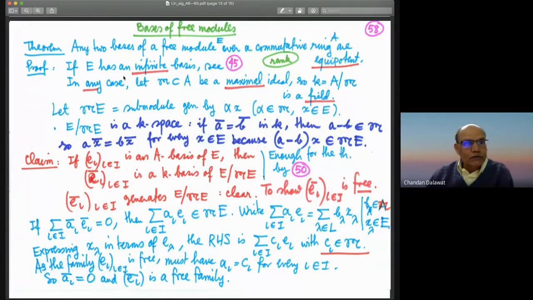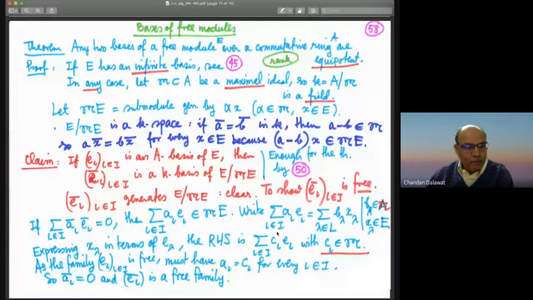So you see, we had this A module E, and then from E, we got a K vector space, where K is A modulo this maximal ideal. And what is the K vector space? It's E modulo ME, right? That has been given a K vector space structure. And the claim was that if I start with the basis of E, this E iota, then their images, E iota bar, they form a basis of the K vector space E modulo ME.